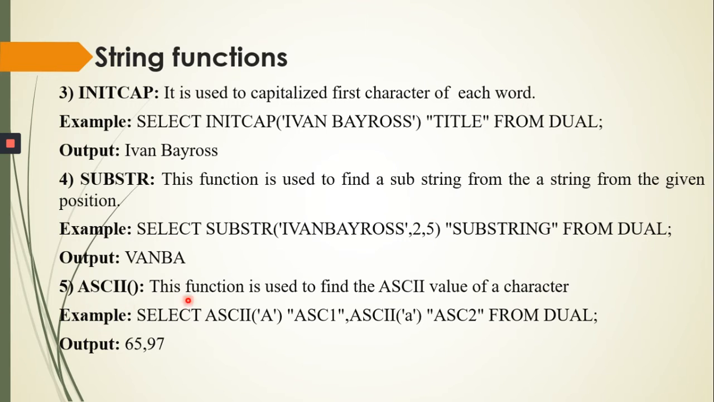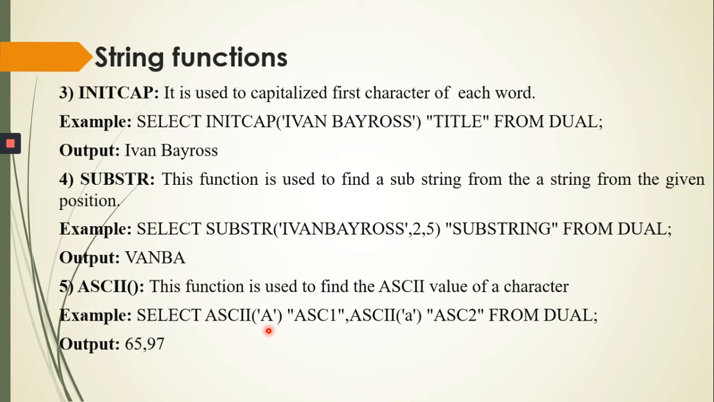Next is ASCII. This function is used to find the ASCII value of a character. As you know, in the C language every character has an ASCII value, for small letters and capital letters also. So when we have to find the ASCII value of any character, we have to use the function ASCII. So select ASCII, in brackets we have to write capital A. So it will give the ASCII value of capital A. In double quotes we are writing ASCII, comma. When we have to use this function again for another character, we have to separate it with a comma.